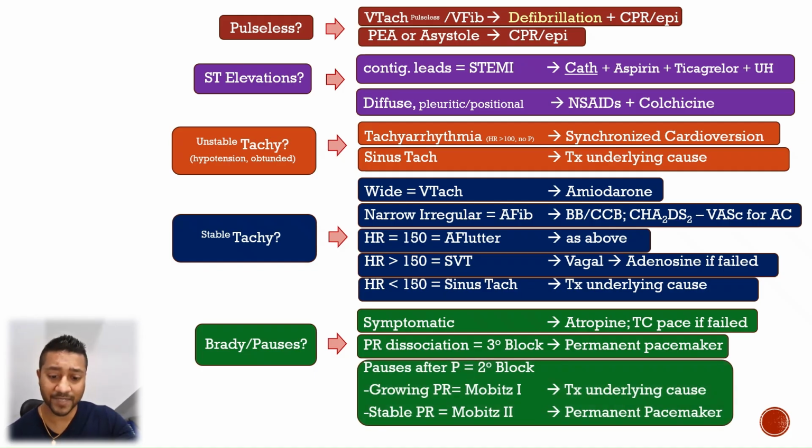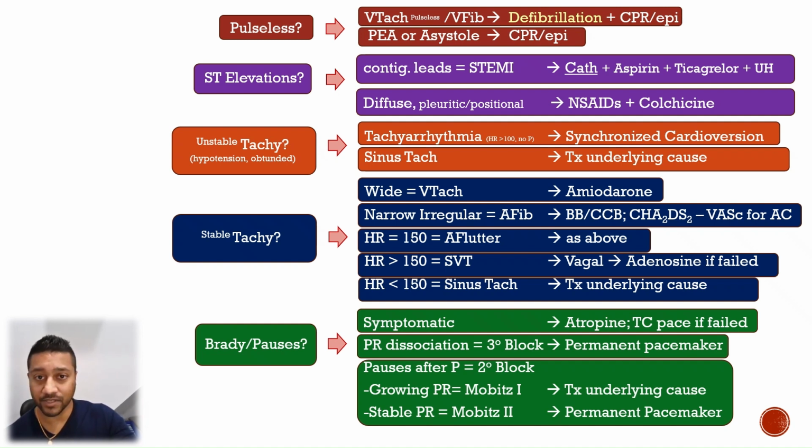If, on the other hand, I'm seeing that there are pauses after the P, that's almost always going to be a second-degree heart block. And so if I see that the PR interval keeps growing and then you get that drop of QRS, that's probably Mobitz 1, and in which case I'm going to treat the underlying cause, like coronary artery disease or some sort of medication that they're on.